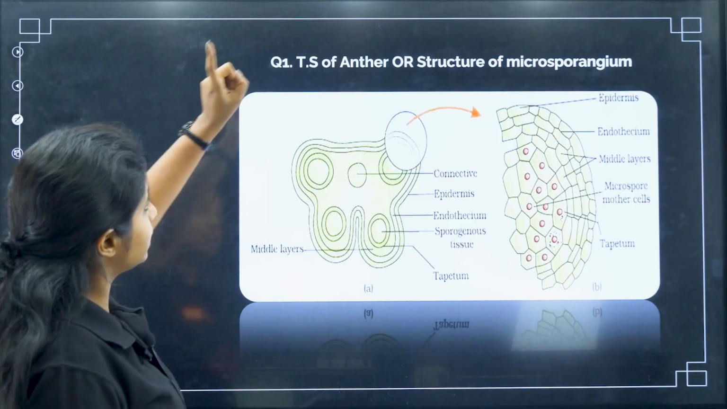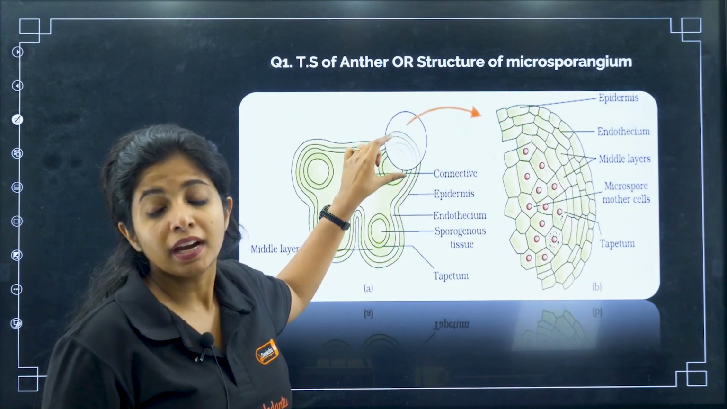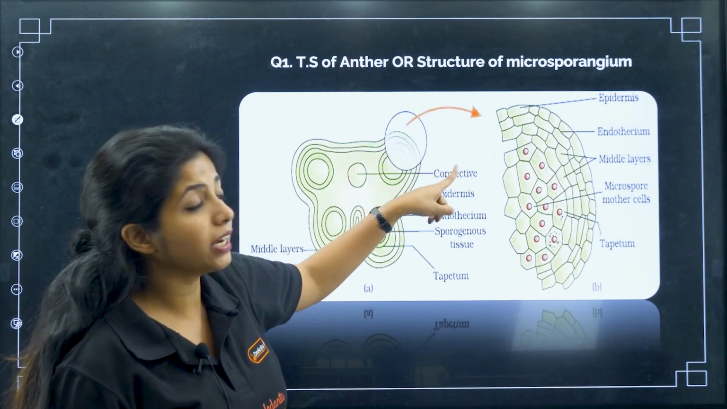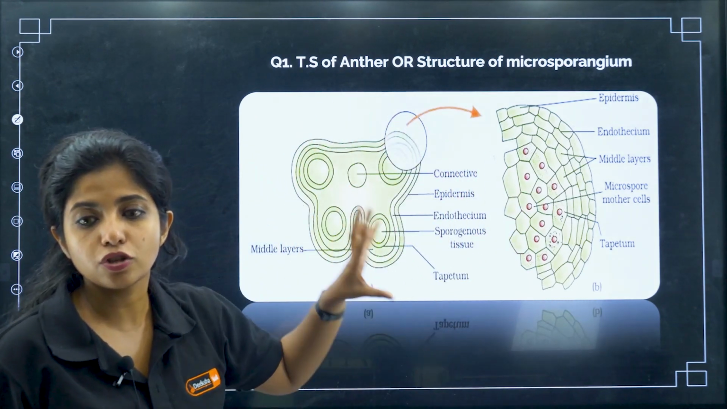Let's go ahead. The diagram of an anther or structure of microsporangium. Over here inside you have sporogenous tissue. To provide nourishment you have tapetum. Outside that you have the middle layer. Outside that you have endothecium. Outside that you have epidermis. At least these many things should be there.